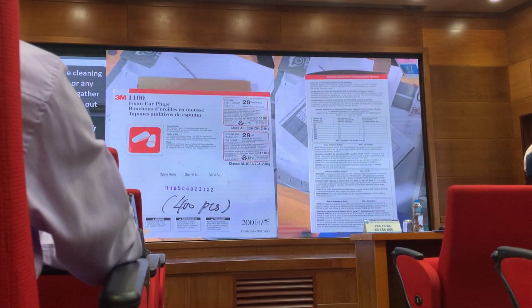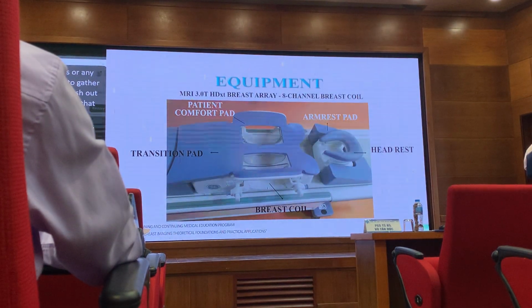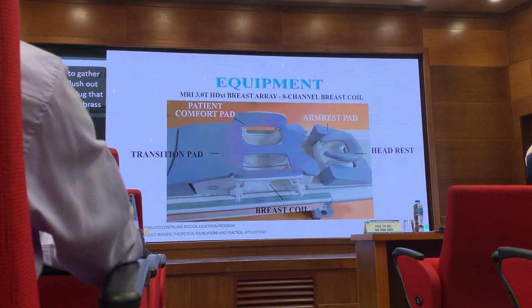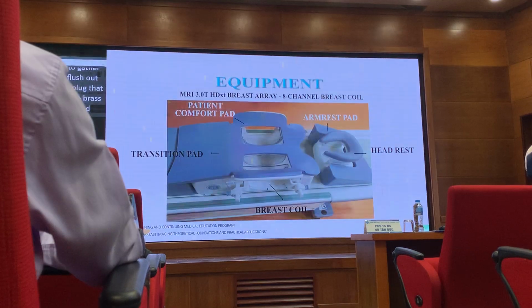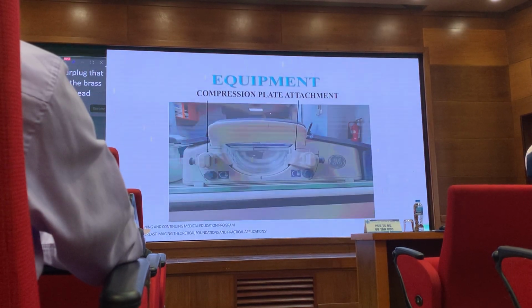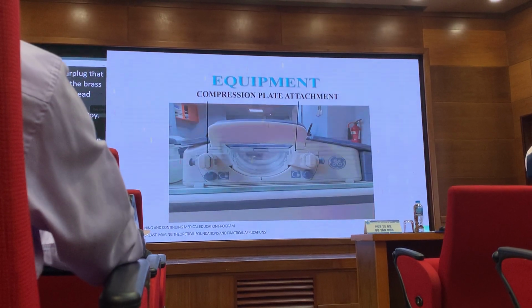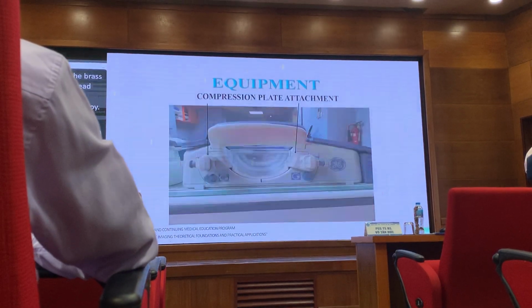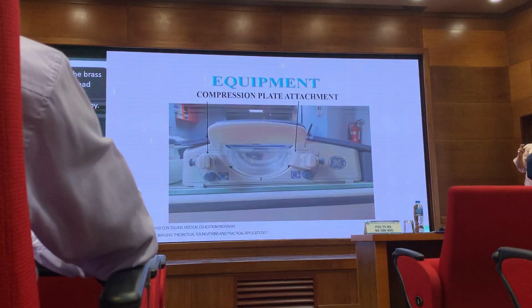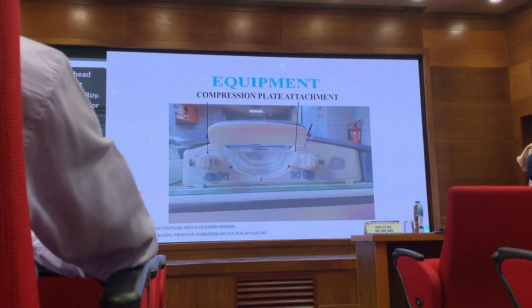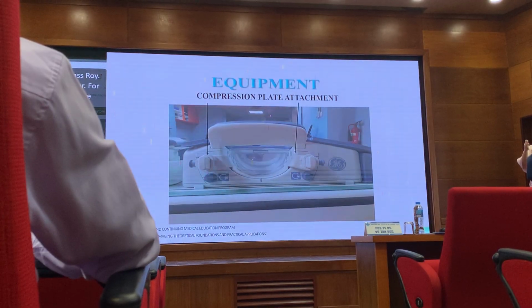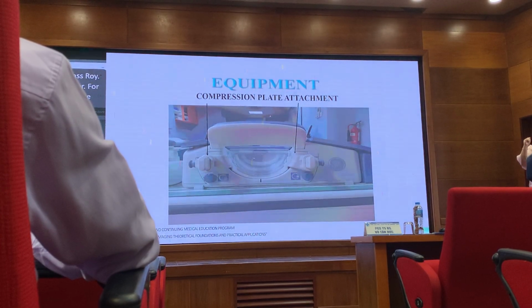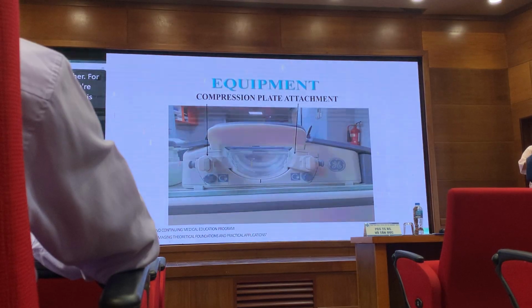This is the earplug that we are using, and this is the breast coil that we are using, with a headrest, the patient comfort pad, and the breast plate attached together. Unlike mammography, where we compress the breast a bit, for the MRI we just want to secure it in position. We are not going to push to the maximum to compress the patient's breast.